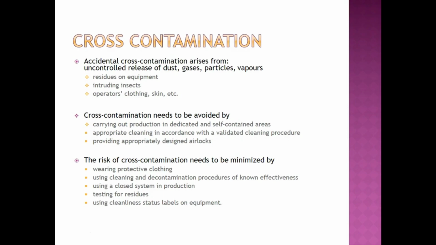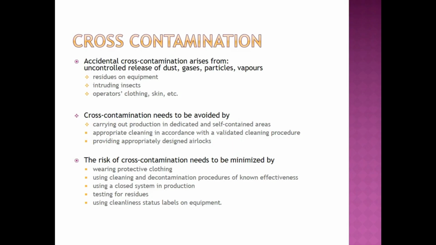Cross-contamination. When dry materials and products are used in production, special precautions should be taken to prevent the generation of dust, and there needs to be appropriate air control, for example, supply and extraction of air of suitable quality. Contamination of a starting material or product by any other material or product has to be avoided at all times. Accidental cross-contamination can arise from uncontrolled release of dust, gases, vapors, or particles from materials and products in process, from residues on equipment, or from operators' clothing or their skin. The most hazardous cross-contamination needs to be avoided by taking appropriate action.